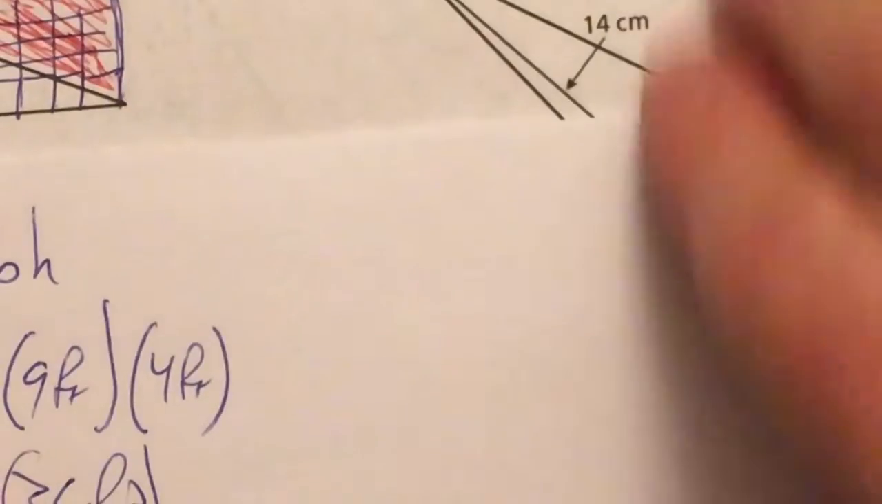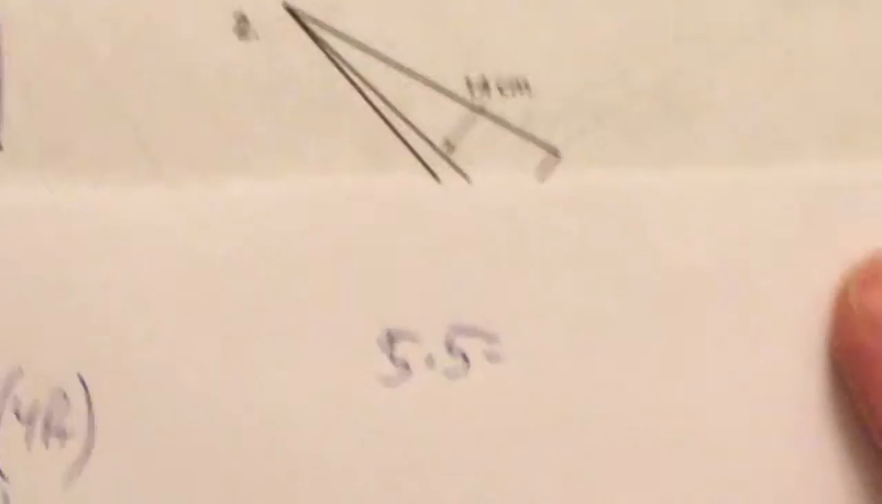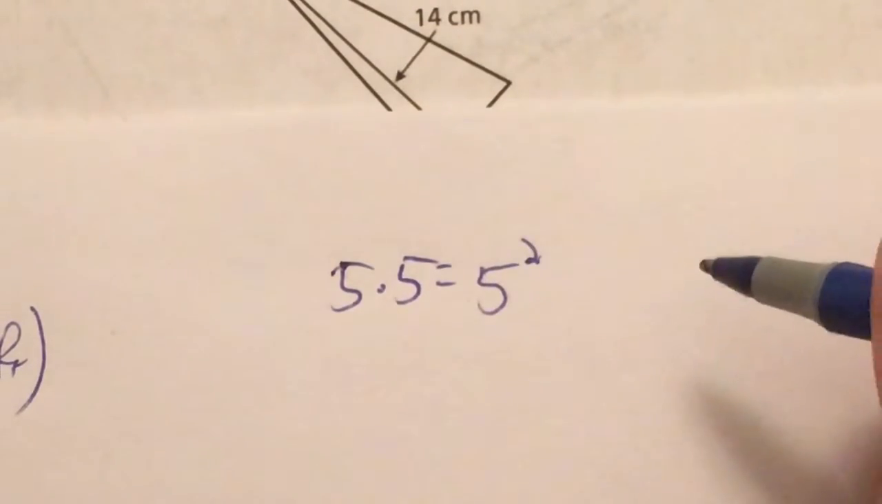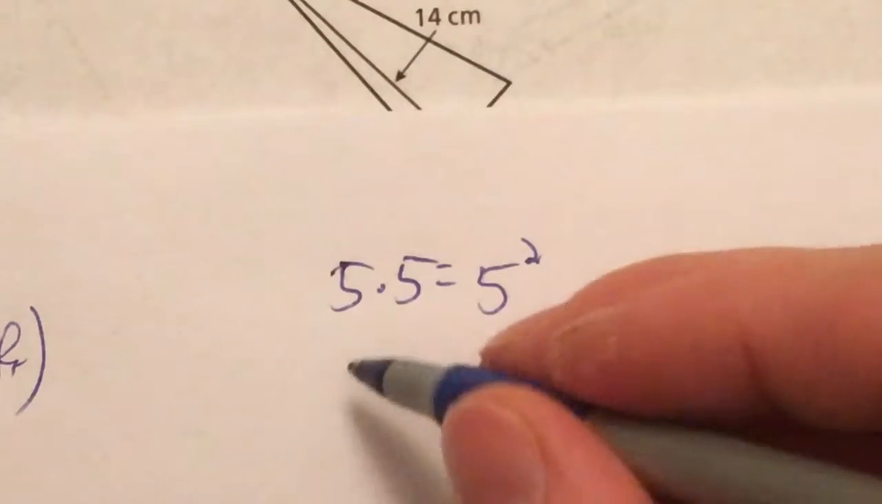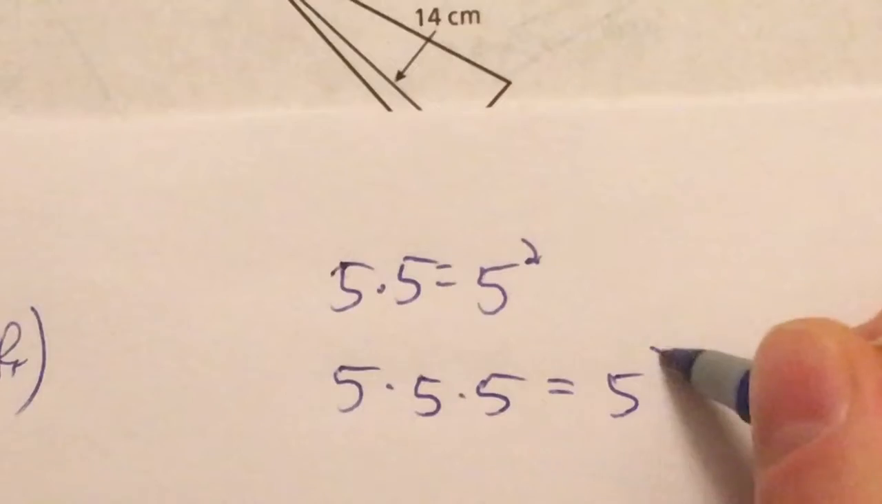Now, why are the feet squared? Well, you may remember, you may not remember that anytime you have 2 numbers multiplied together that are the same, those can be raised to the second power. 5 times 5 is 5 to the second. 5 times 5 times 5 is 5 to the third.